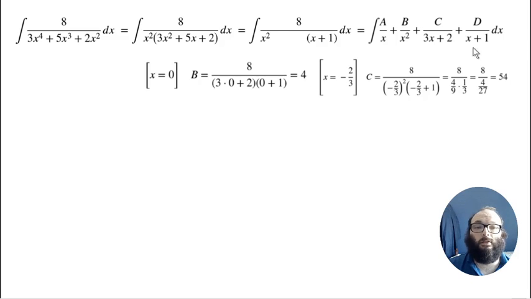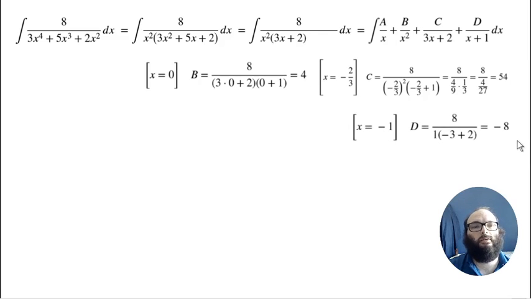D is really easy, in fact. All I do is cover up our term, and we find that D is just negative 8. And as you can see, I've uncovered it here because now we're ready to do the hard part, where we find our A.